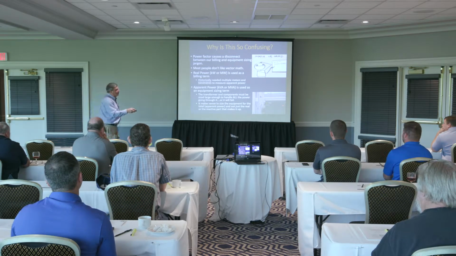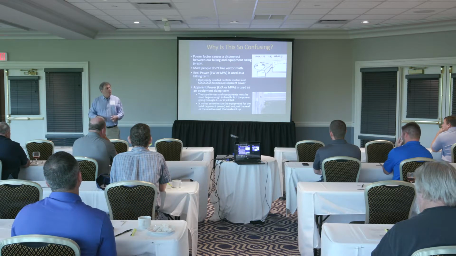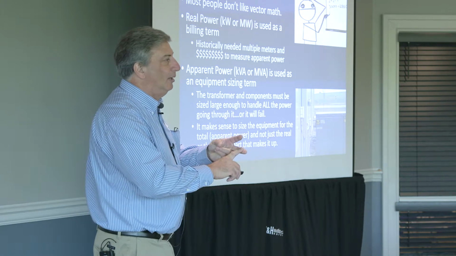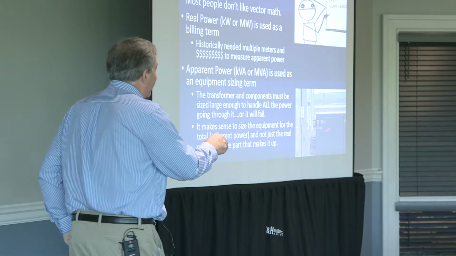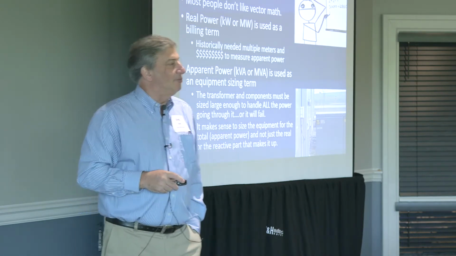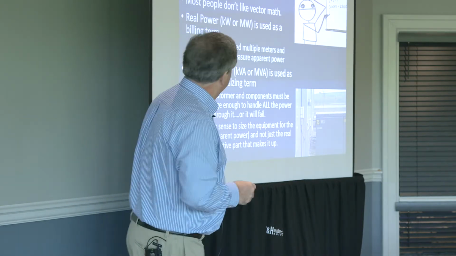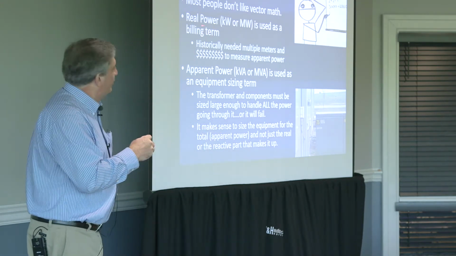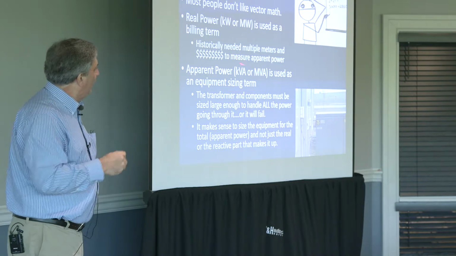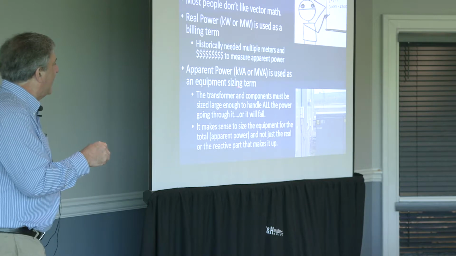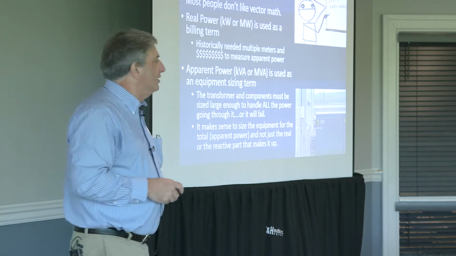We have to make sure that that transformer has enough capacity to carry the total power going through it, the real power and the reactive power, which is the apparent power, and that's always measured in kVA. But historically those demand meters measured kilowatts. So a disconnect. That becomes confusing to people. So real power, kilowatts or megawatts, is used as a billing term, and apparent power, kVA or MVA, is used as an equipment sizing term.